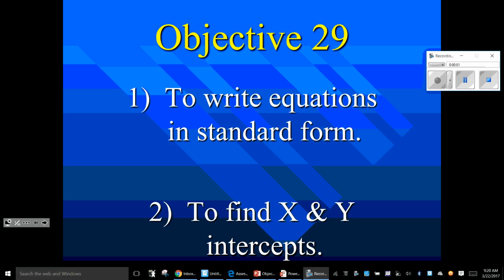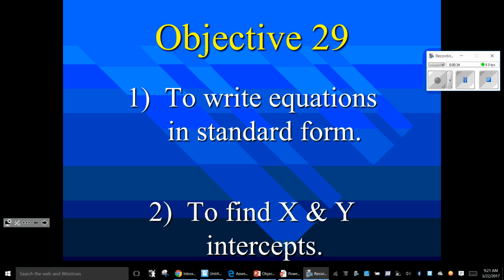So this is going to be objective 29. We are going to write equations in standard form, and we are going to find x and y-intercepts. What's a y-intercept? Yeah, it's our b. It's where the line crosses through the y-axis. Today, we're going to find x-intercepts as well. Where would x-intercepts be? Where it crosses the x-axis.